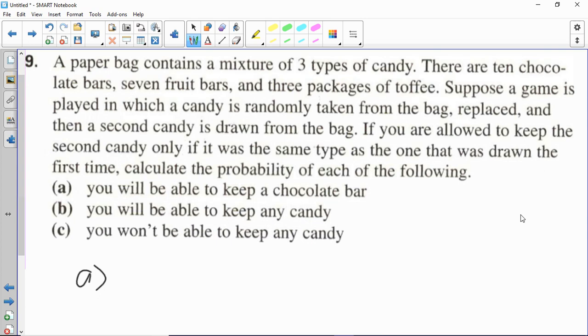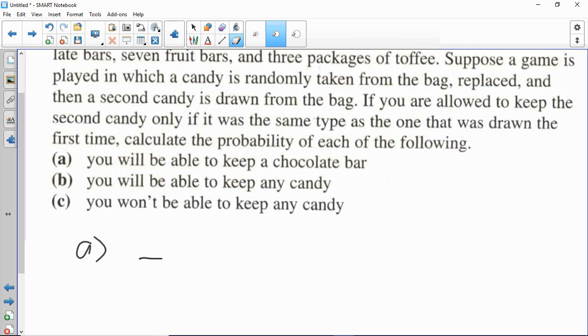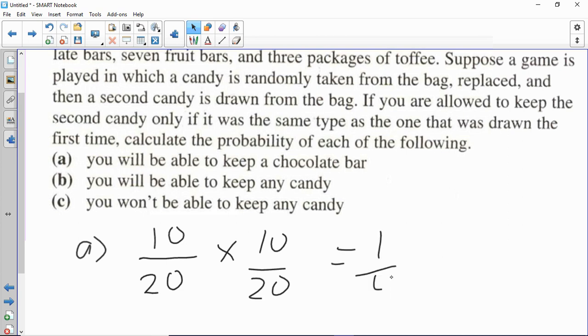Okay, and the second homework question, I don't think it's as bad, but we have a paper bag that contains 3 types of candy: 10 chocolate bars, 7 fruit bars, and 3 packages of toffee. So we grab a candy, we put it back, and then we take a second candy. What's the probability to be able to keep a chocolate bar? Well, there's 20 candies. 10 of them are chocolate bars. So there's a 10 out of 20 chance that you get a chocolate bar on the first grab, and the same on the second. Well, those are a half times a half, so you're going to get a quarter here.